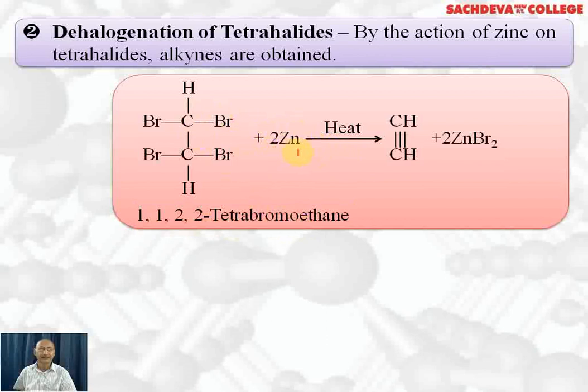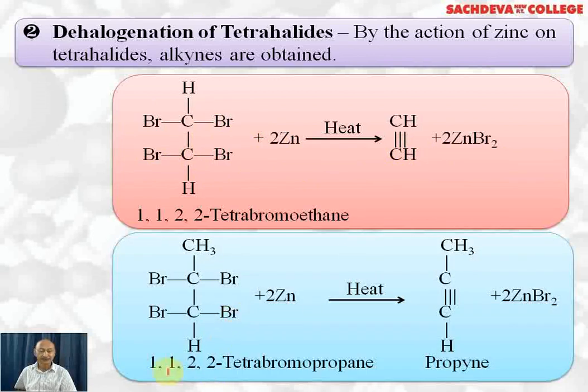This zinc will remove 4 bromine atoms. 2 moles of zinc are required to remove 4 bromine atoms in the form of 2 moles of zinc bromide. Because 4 bromine are being removed, a triple bond will be formed between the carbons and we will get acetylene.